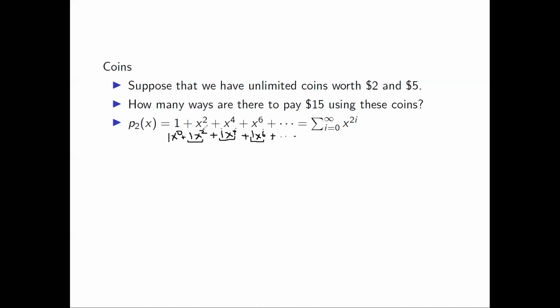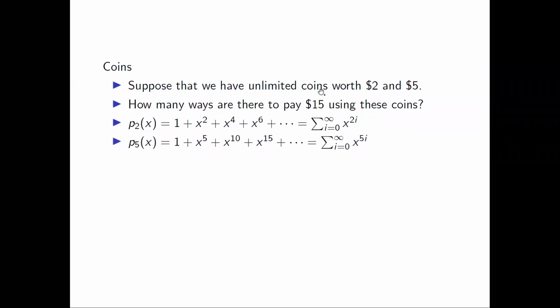So we get 1 times every even power of x, because with $2 coins we can only make even numbers of dollars. And for each even number of dollars, there's one way to make that with $2 coins. We can write the sum in a more concise way as the sum from i equals 0 to infinity of x to the 2i. So that's our first polynomial.